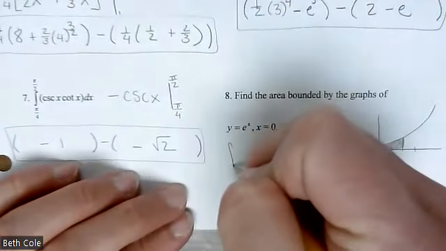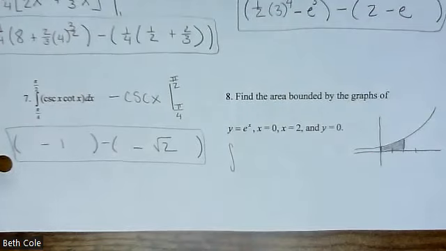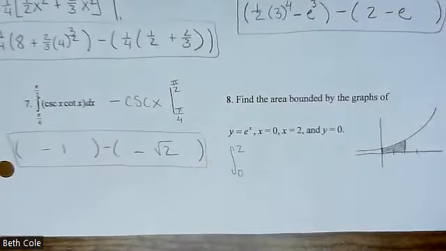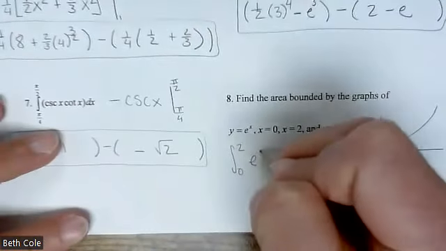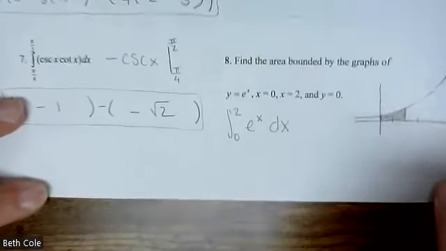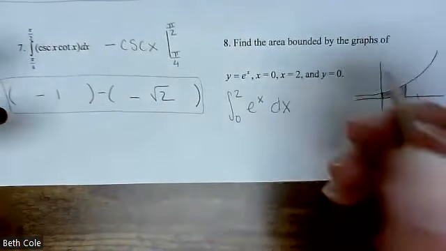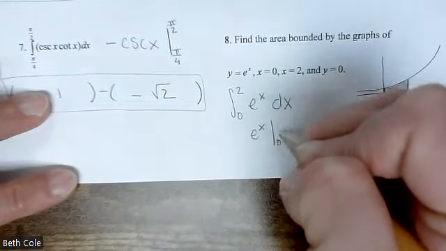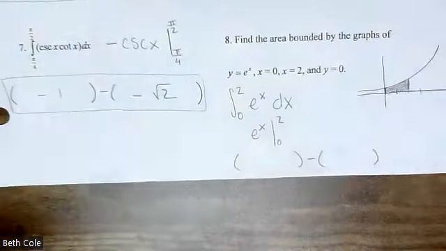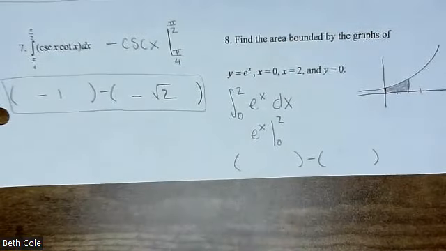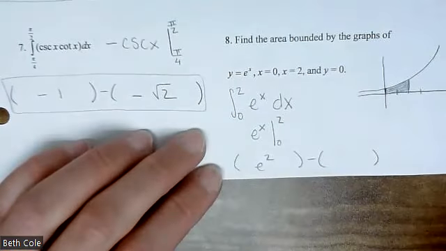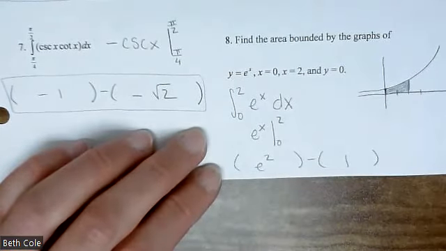All right, so set it up. Integral from where to where? 0 to 2, good. Of what function? E to the x dx. What's the antiderivative of e to the x? E to the x, such that 0 to 2. Upper boundary minus lower boundary. What will that give you? E squared? Good. Anything to the 0 power is 1.